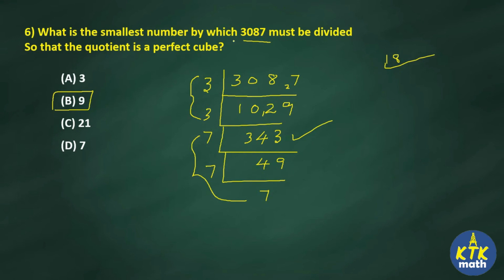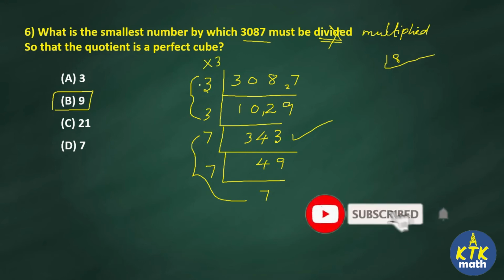Okay, for example, if the same question, instead of divided, is asking what must be multiplied, what will be your answer? 3 and 7 are the combinations. Here, for 7 you already have 3. If I have one more 3 with this combination, definitely the number is going to be a cube number.